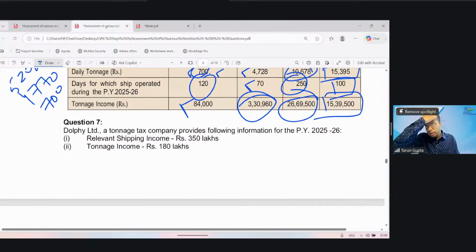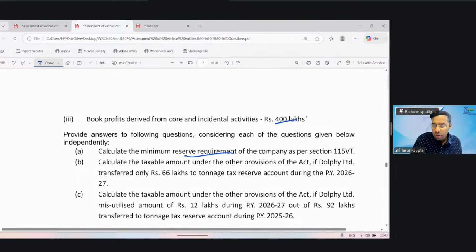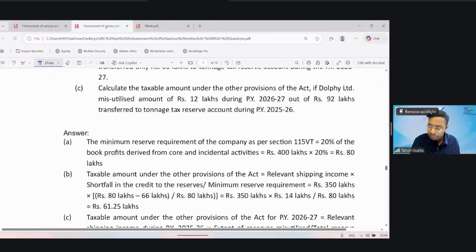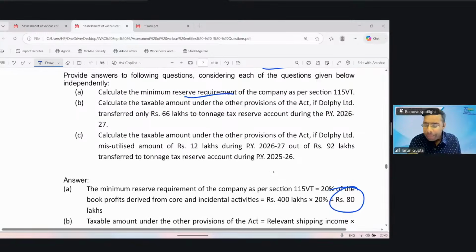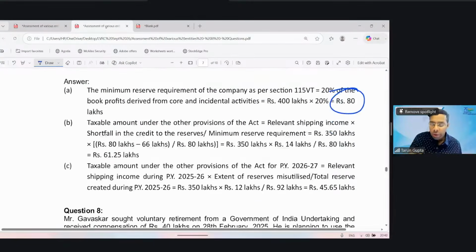So it says there is a relevant shipping income of 350 lakh, the tonnage income is 180 lakh, and book profit is 400 lakh. The minimum reserve requirement is 20% of 400 lakh, which is 80 lakh. But if it has only transferred 66 lakh, then the proportionate relevant shipping income shall be taxable. The relevant shipping income was 350 lakh. It has short transferred 14 lakh, 80 minus 66, out of 80. So this amount shall be taxable.